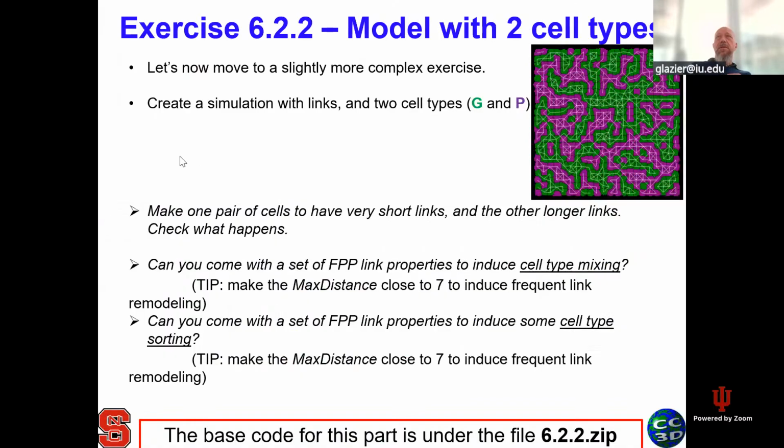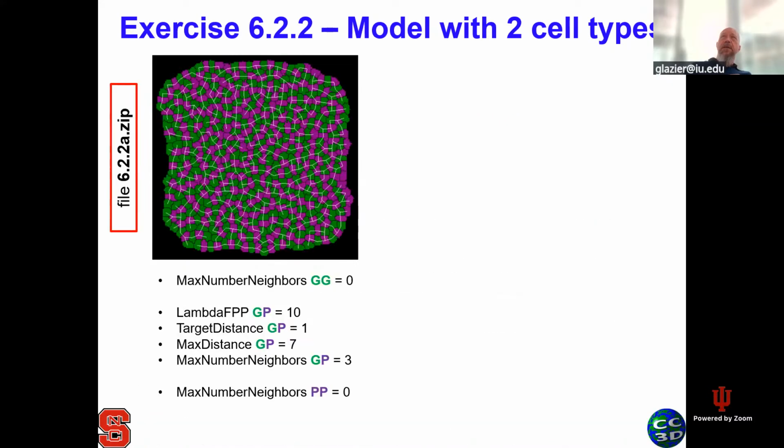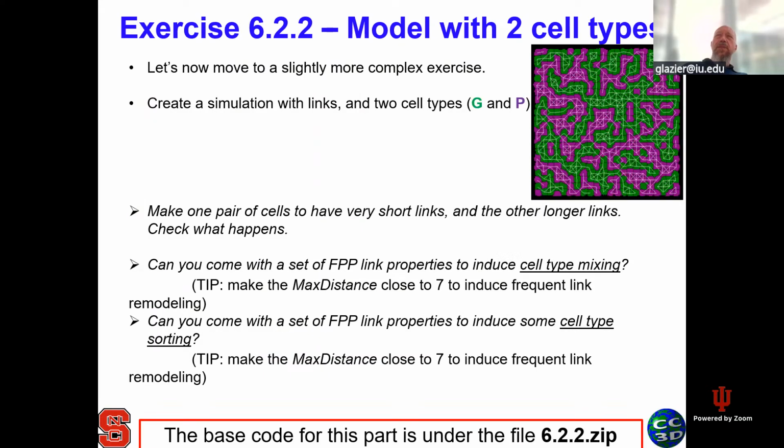So the goal here is, can you come up with a set of link rules that make the cells sort out, that make all of the purple cells come together, all the green cells come together, and the green and the purple separate?